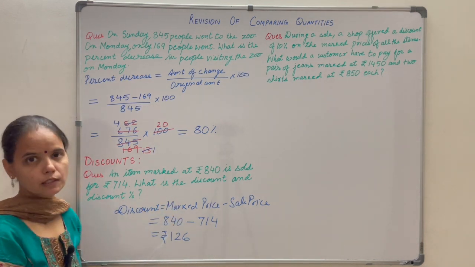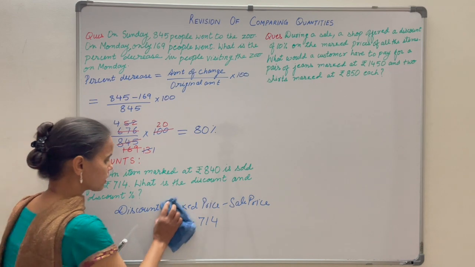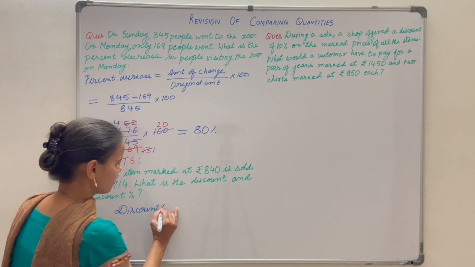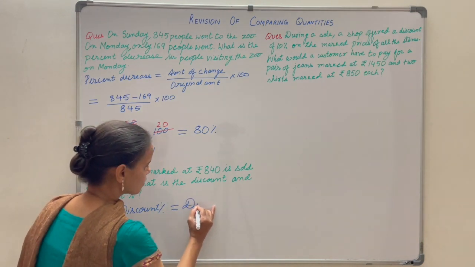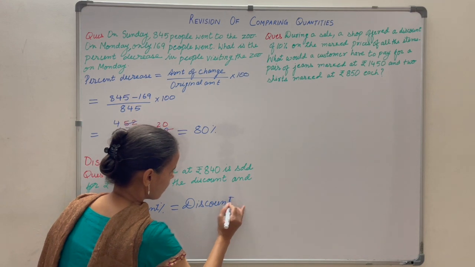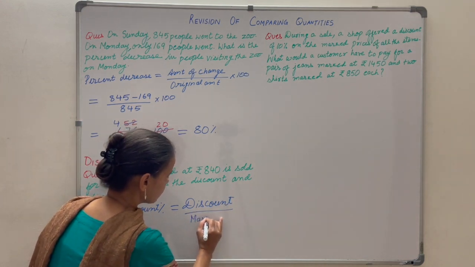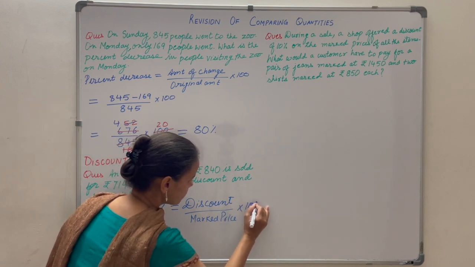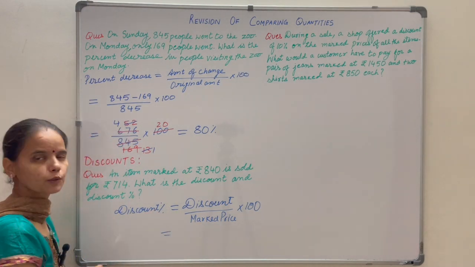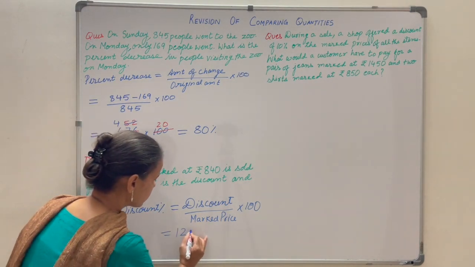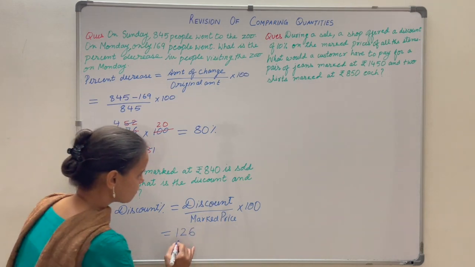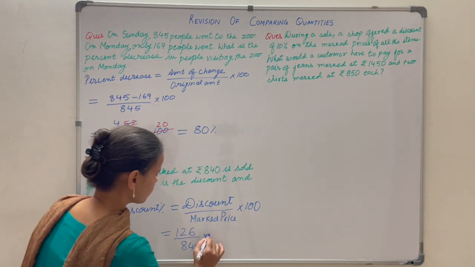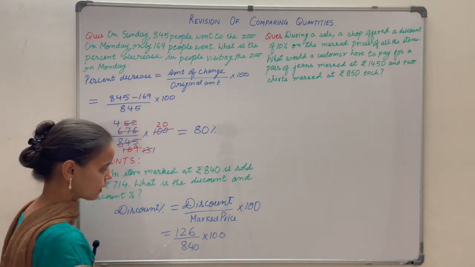Now you need to calculate the discount percentage. So discount percentage formula is discount upon mark price into 100. So discount percent formula is discount upon mark price into 100. So how much is this discount you calculated? 126. Upon mark price it is 840 into 100. So now let us cancel this.